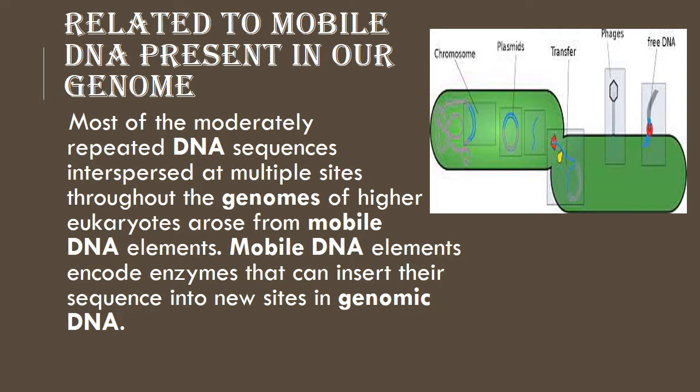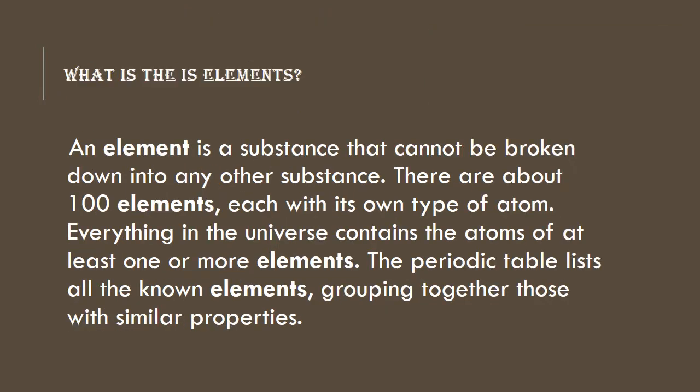The figure represents the structure of chromosome, plasmids, transfer, phages, free DNA. What are IS elements? An element is a substance that cannot be broken down into any other substance. There are about 100 elements, each with its own type of atom. Everything in the universe contains the atoms of at least one or more elements. The periodic table lists all the known elements, grouping together those with similar properties.